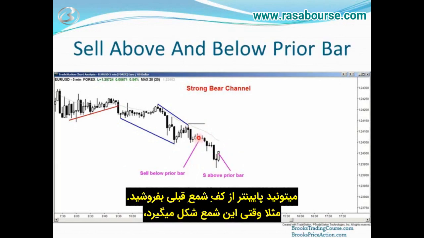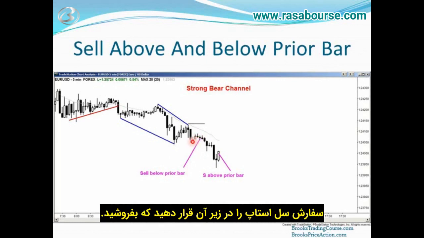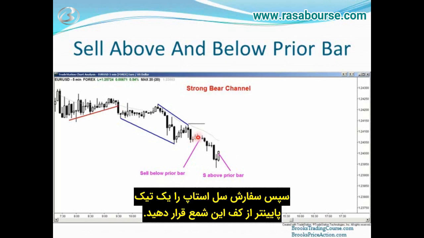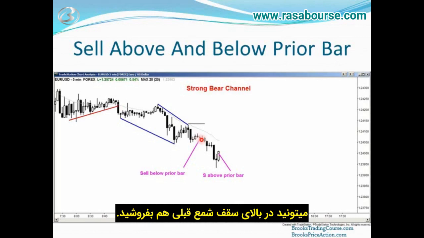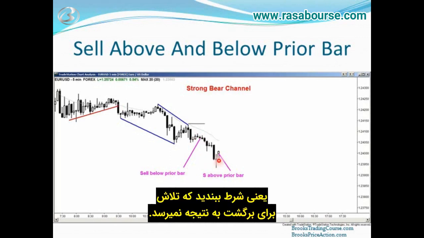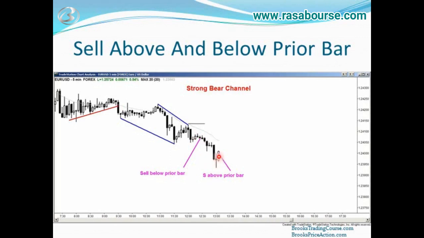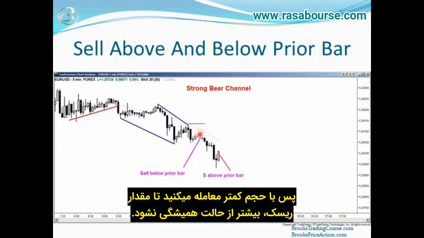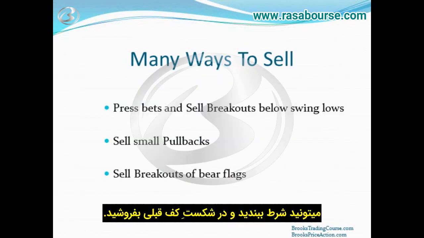Sell below the low of the prior bar. So when this bar forms, put a stop to sell below it. Doesn't get filled on this bar, put the stop below this bar. Doesn't get filled, put a sell stop one tick below the low of this bar. You finally get filled. You sell above the high of the prior bar, betting that any reversal attempt will fail. Here is your stop at this point, maybe above here. So you trade small enough so that the total dollars that you're risking is no bigger than when you normally are trading. You can press your bets and sell breakouts below prior swing lows.